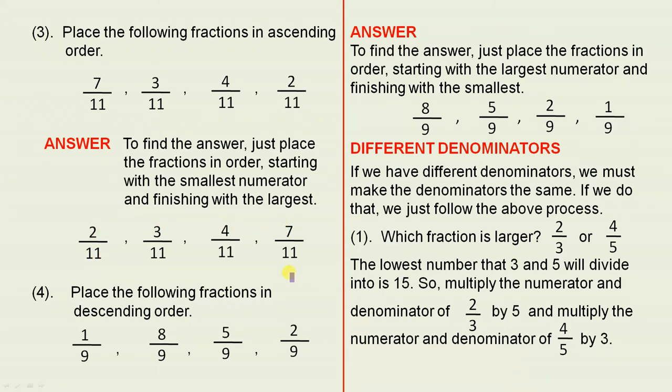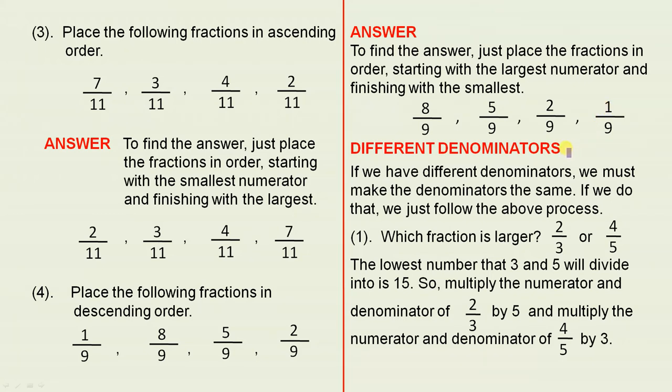Place the following fractions in descending order. These ones here. Answer: to find the answer, just place the fractions in order, starting with the largest numerator and finishing with the smallest. They all have the same denominator, so just order them with respect to their numerators. So here we are, from largest to smallest, which is descending order.